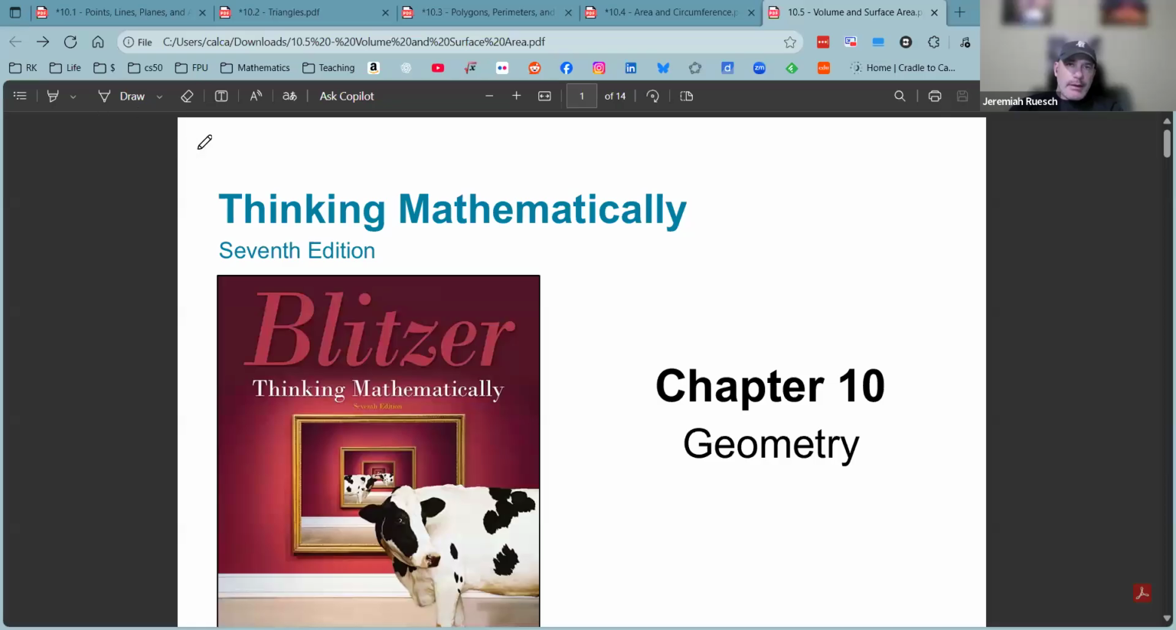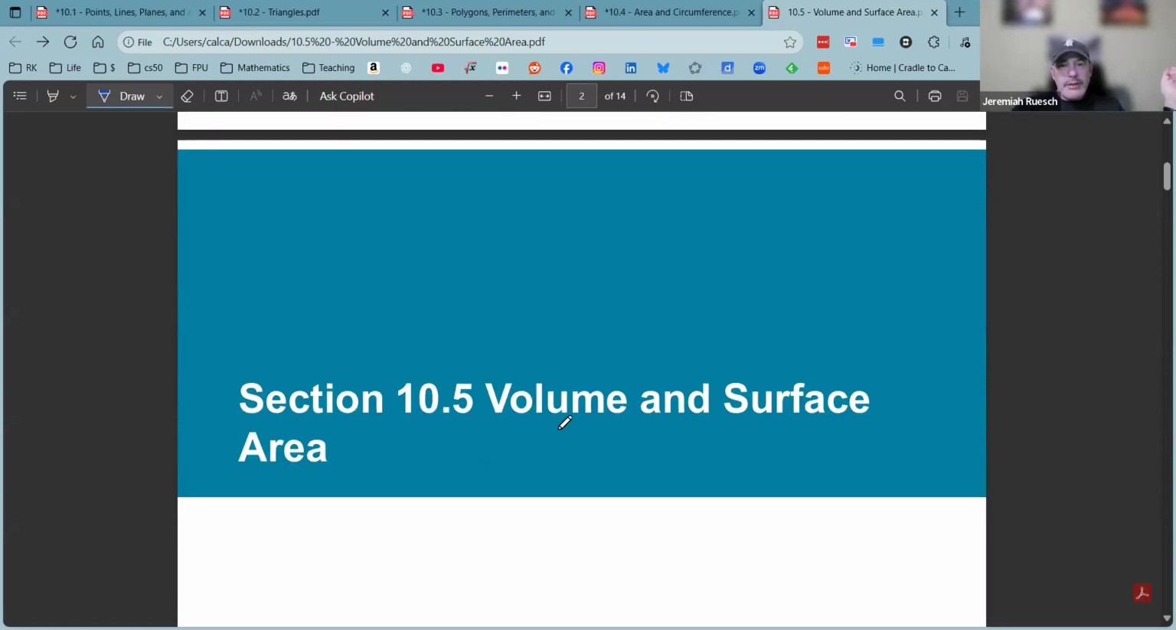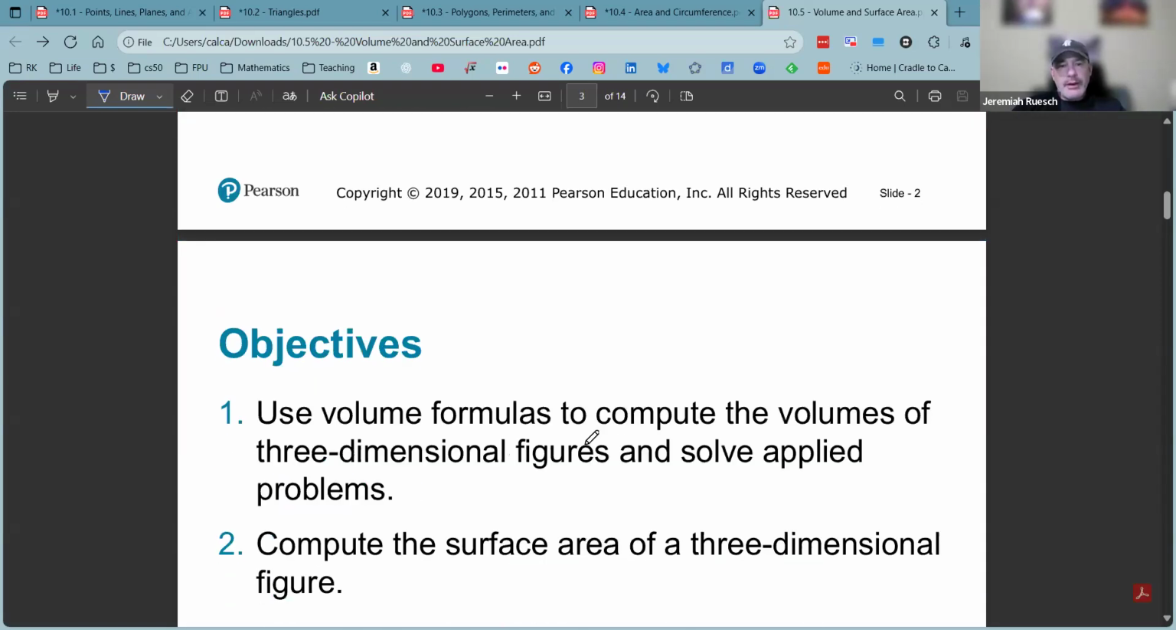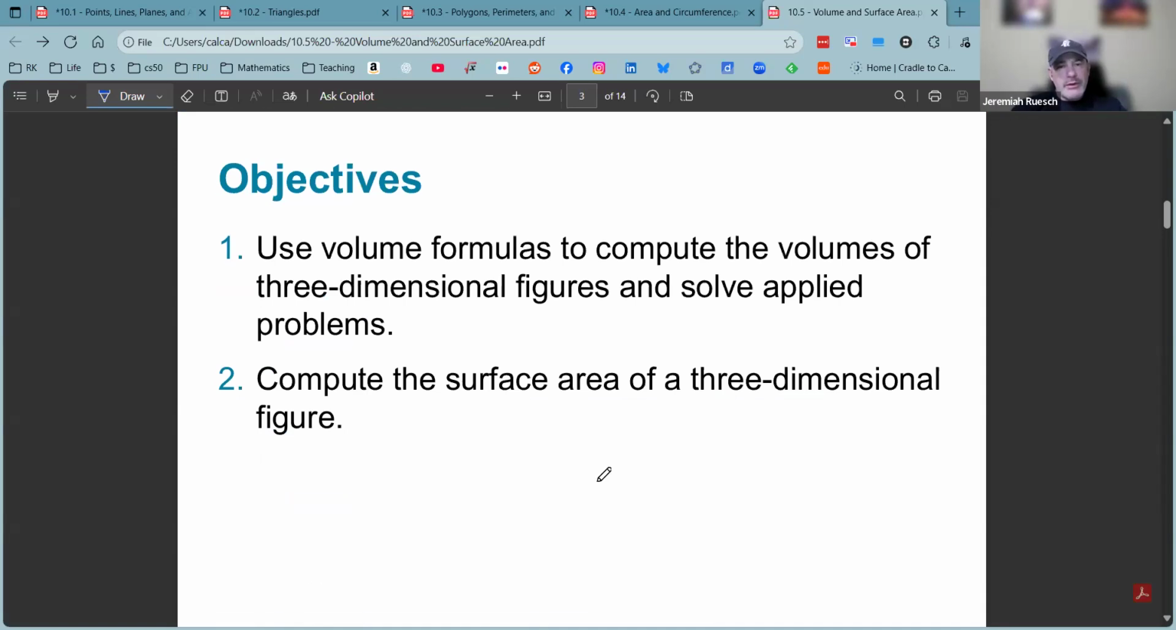Welcome back to chapter 10, section 5 for Math 121. Finally, we're going to look at volume and surface area. So our goals for this section are to compute volumes of three-dimensional figures and then solve applied problems. And then compute the surface area of a three-dimensional figure as well.